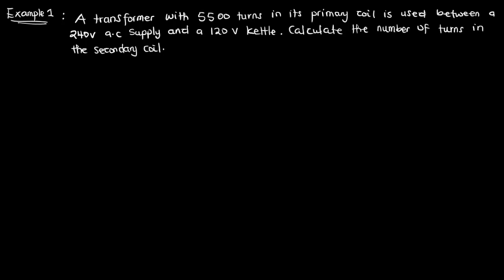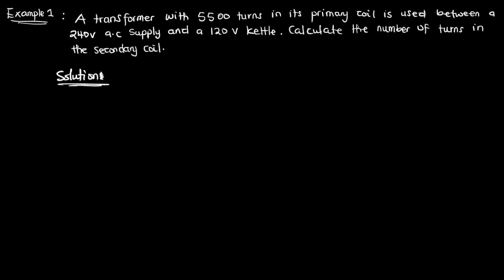Okay, so finally we are at where we will start solving some problems on transformers. We have this particular question, so let's give it a try and see what our results will be. The question reads: a transformer with 5,500 turns in its primary coil is used between a 240 volt AC supply and a 120 volt kettle. We have to calculate the number of turns in the secondary coil. Now this is fairly easy and straightforward. So let's look at our solution.